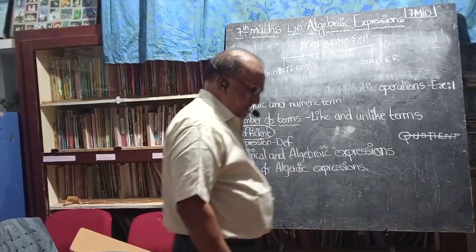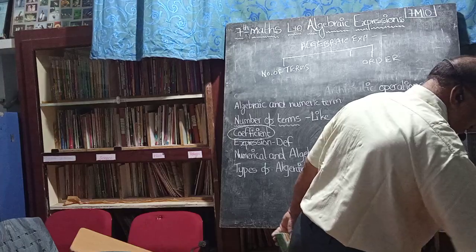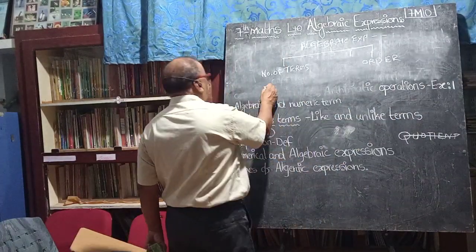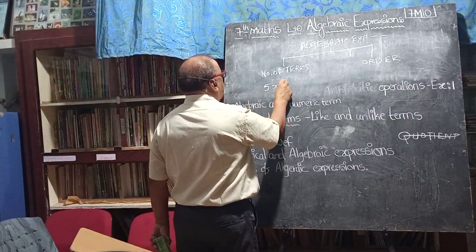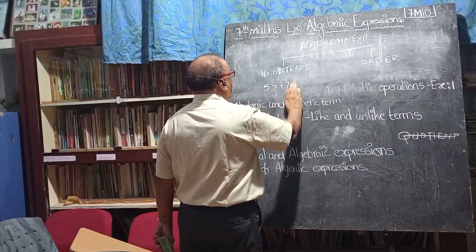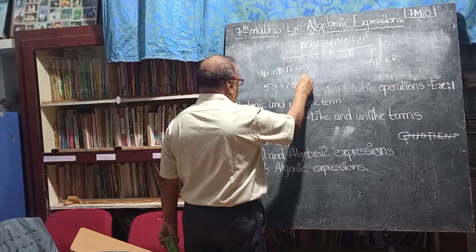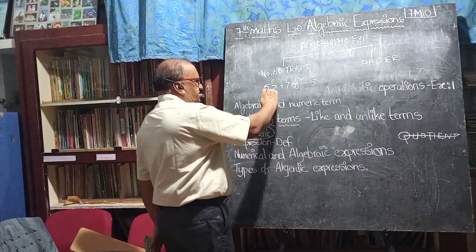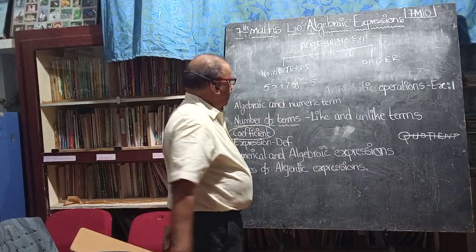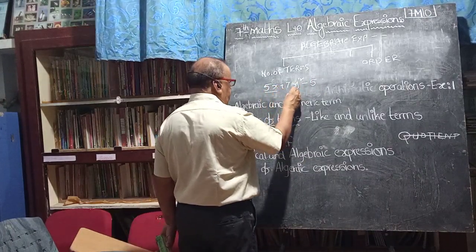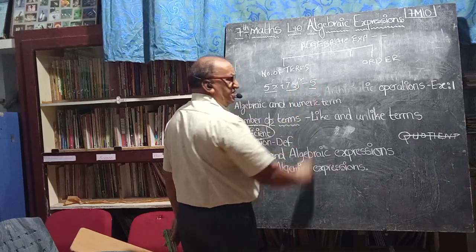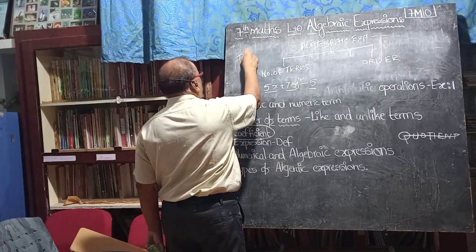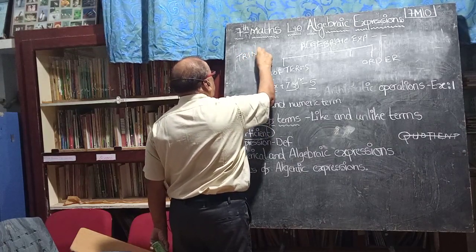Now, if we consider an expression, let's say 5x plus 7y square minus 5. Here there are three different terms. 5x is one term, this is another term, this is another term. So there are three terms. So this is called a trinomial.